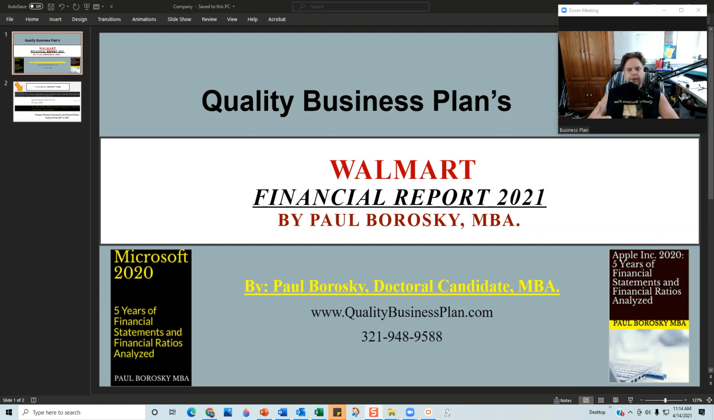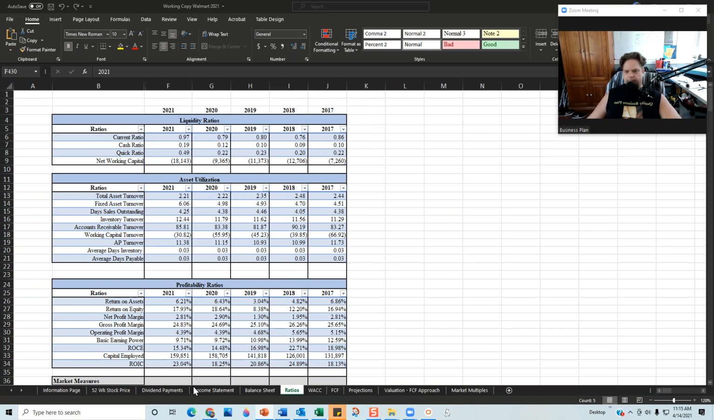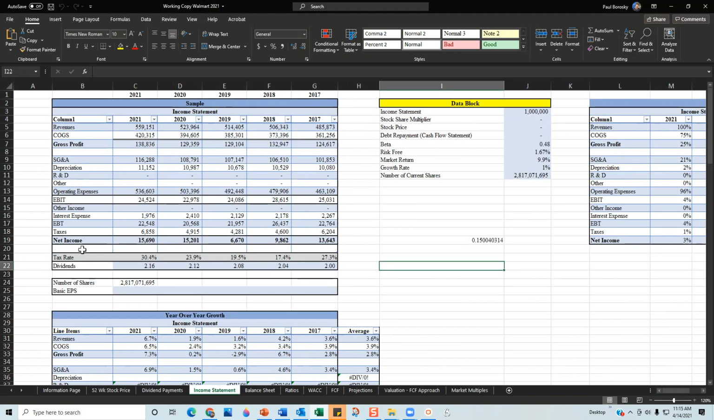Please keep in mind the financial report consists of excerpts from the financial model, but it does not include the Excel file. I do not sell the Excel file that I use to calculate the financial ratios and such, but I do take information from that financial model, plug it into the report, and discuss it. All right, so without further ado, let's sneak a peek at this financial model that I'm talking about. All right, so here it is.